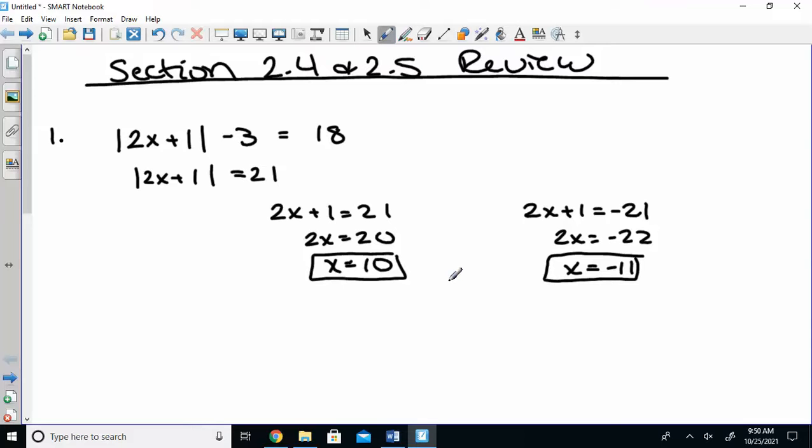If you had an absolute value equal to a negative, like if right at this step it was 2x plus 1 equals negative 21, what would your answer be? No solution. Absolute value can't be negative, so you could just stop there.